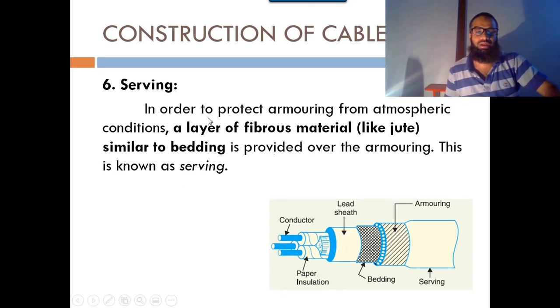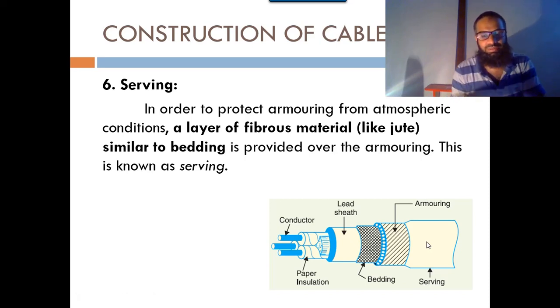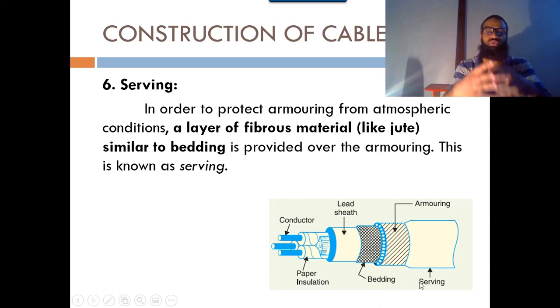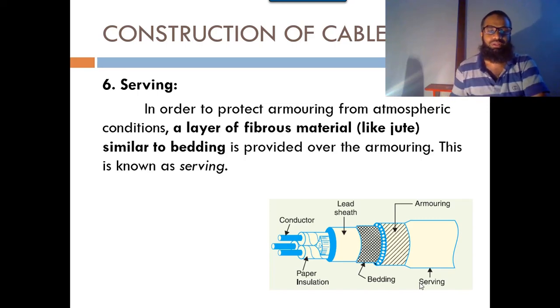And the last one is serving. As you know, the armoring is also a metallic shield. So this metallic shield needs some protection from plastic. So serving is made up of plastic. Its material is similar to the bedding. It is used to minimize the impact of corrosion on the armoring.